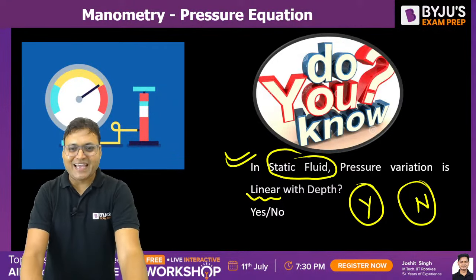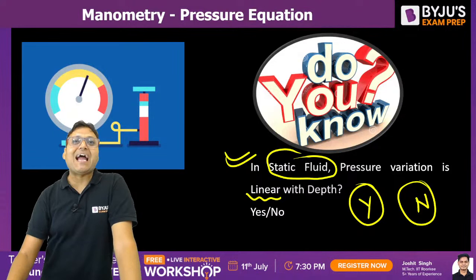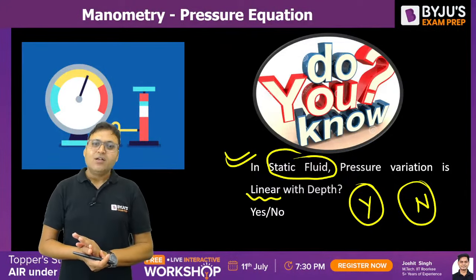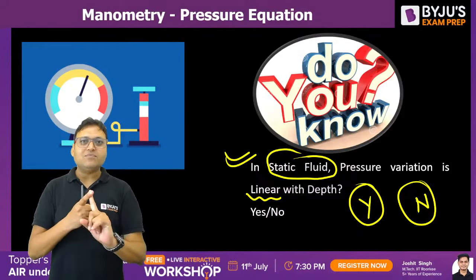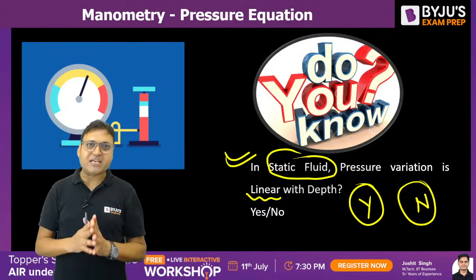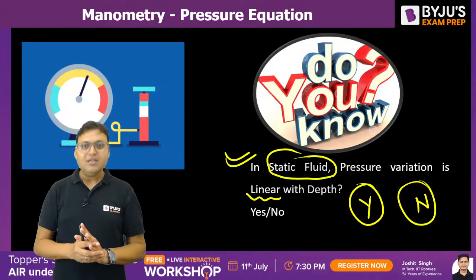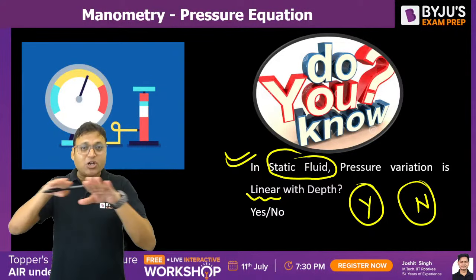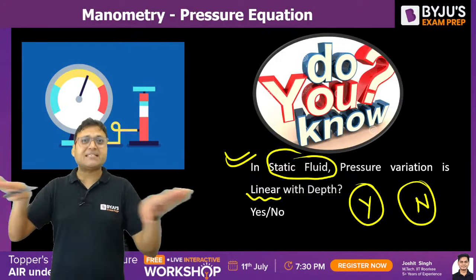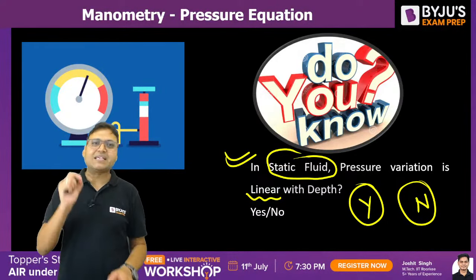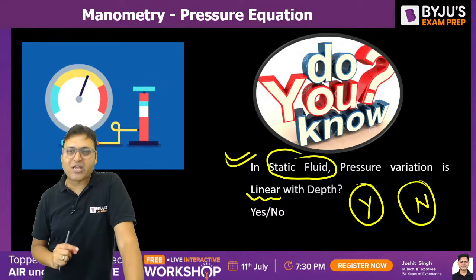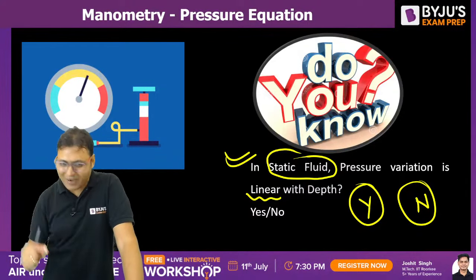Yes or no? In case of static fluid, you must have heard about the hydrostatic law. I have already told you there are two very important laws in manometry. One is the Pascal law, which is also applicable to a static fluid, and another is the hydrostatic law, which is also applied to the static fluid. But Pascal law talks about the variation of pressure in a horizontal plane. According to Pascal law, the pressure remains the same throughout the horizontal plane in case of static fluid. And hydrostatic law talks about the variation of pressure in a vertical plane.